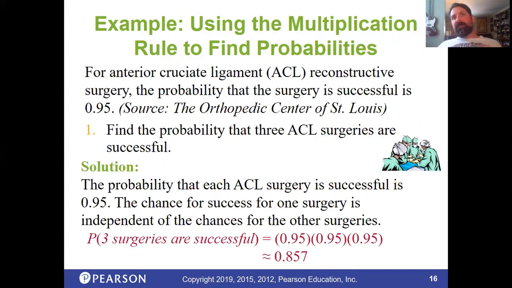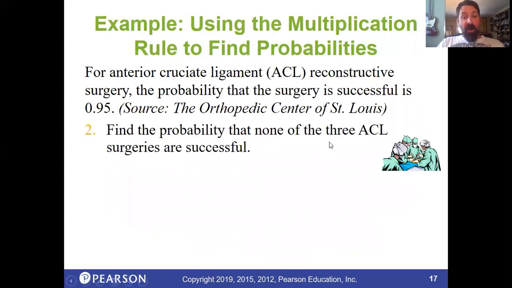Because if you get 1 success, then the next is going to be 94 out of 99. We've imagined the 95% came from a massive, infinite, actually, set. So the first surgery must be successful, 95%. The second surgery being successful is independent of the first surgery being successful, as well as the third. So we just multiply 0.95 together 3 times, and the probability 3 ACL surgeries are successful is about 85.7%.